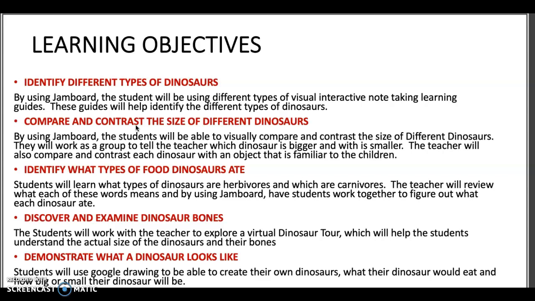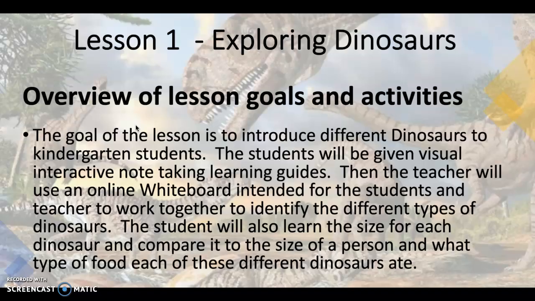Other learning objectives will be to identify what types of food the dinosaur ate, discover and examine the dinosaur bones, and also to demonstrate what a dinosaur looked like. By the students using Google Drawings, they will be able to create their own dinosaurs, what the dinosaur would eat, and how big or small the dinosaur would be, and present it to the class.